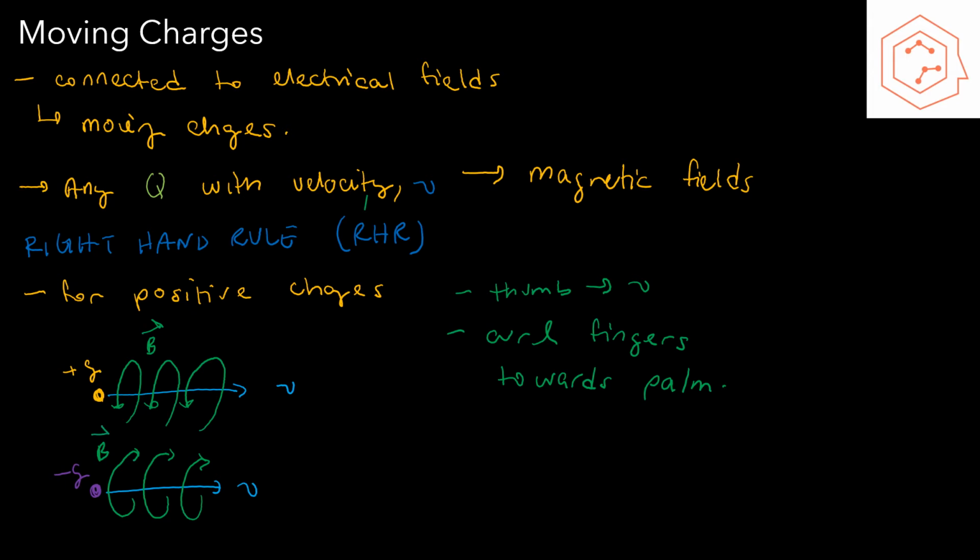So another example, if we have a positive charge going downwards, we point our thumb in the downwards direction, and your fingers should curl once again away from you. Something like this. So if I can draw a diagram, we point our thumb in the downwards direction, and your fingers should curl around the velocity this way.